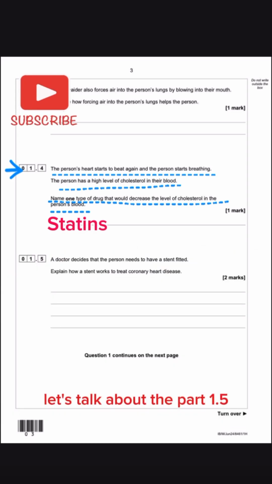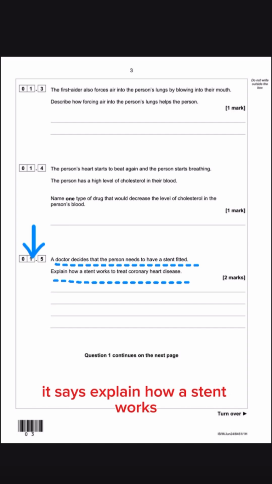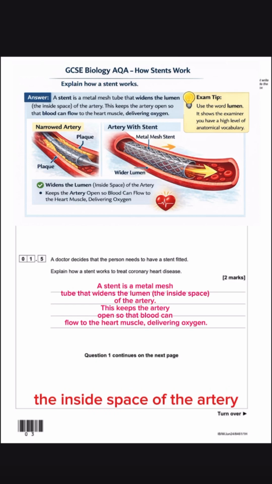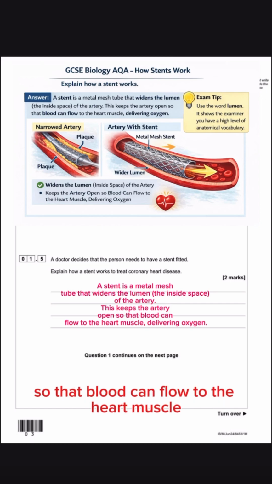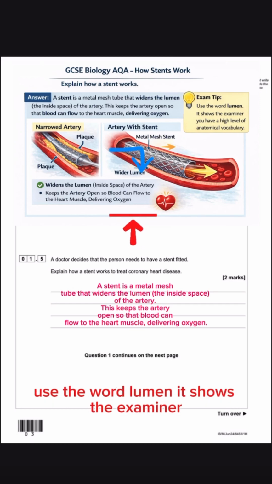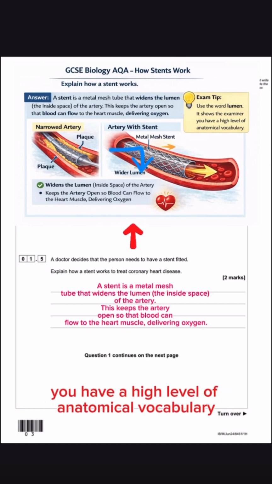Let's talk about the next question, 1.5, which says: explain how a stent works. The answer is that a stent is a metal mesh tube that widens the lumen, the inside space, of the artery. This keeps the artery open so that blood can flow to the heart muscle, delivering oxygen. Exam tip: use the word lumen. It shows the examiner you have a high level of anatomical vocabulary.